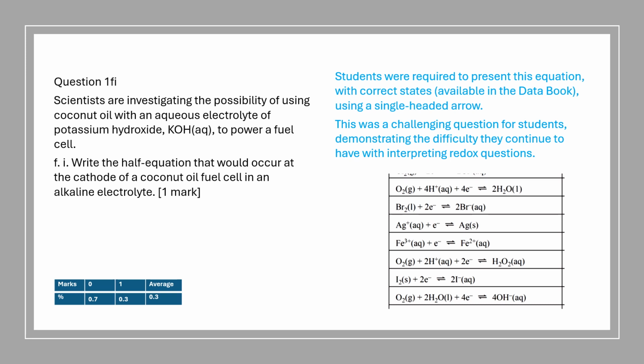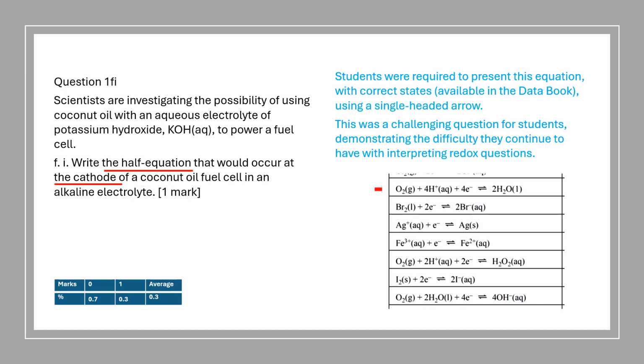This question belongs to electrochemistry. Ask for the half equation in the cathode of the coconut oil fuel cell. Generally, oxygen gas is the final electron acceptor in fuel cells. The cathode is where oxygen gas gains electrons.